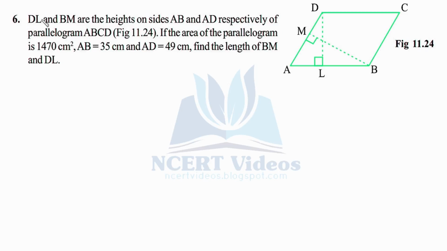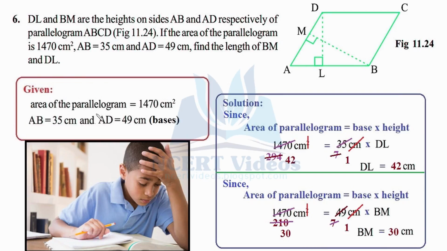Question 6. DL and BM are the heights on sides AB and AD respectively of a parallelogram ABCD. So you can see these are heights. If the area of the parallelogram is 1470 centimeters square, AB equals 35 centimeter and AD equals 49 centimeter. Find the length of BM and DL. Again, we have a very similar question. In this case, we have to find both the measures of these altitudes.